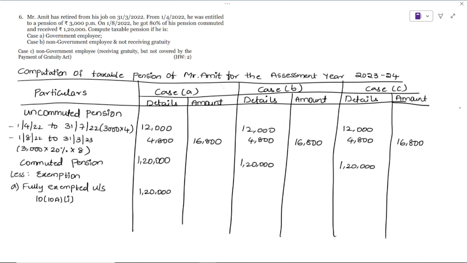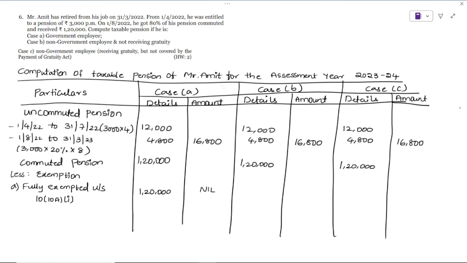In the outer amount column, what will we write? 1,20,000 minus 1,20,000 will be nil only. That we will write. So the first case is over. Now nothing more to do with the first case. Now come to case 2, case B. Now write down case B.